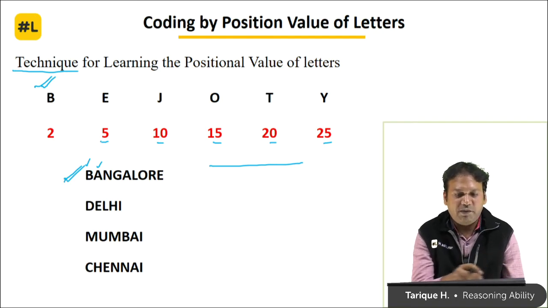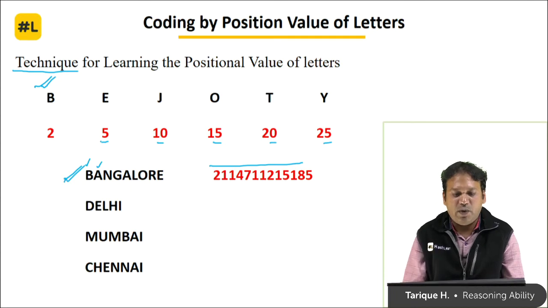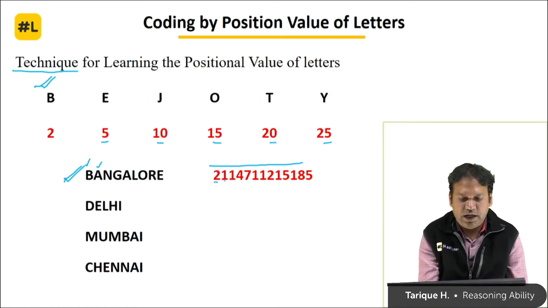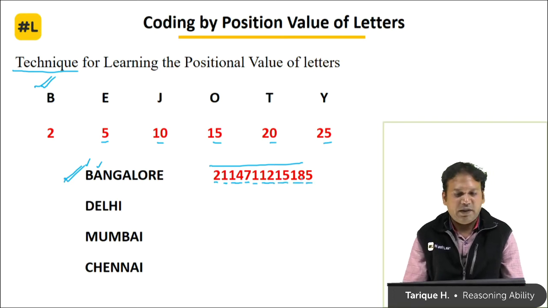Using the in between positions, not by writing down A1, B2 up to Z26. So what is the code for Bangalore? Let's see. Bangalore is 2 1 14 7 1 12 15 18 5. So B is 2, A is 1, N is 14, G is 7, A is 1, L is 12, O is 15, R is 18 and E is 5. Correct? So yes, Bhavna, you got the right answer.